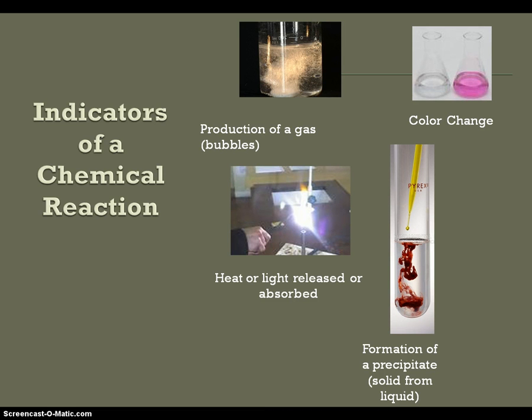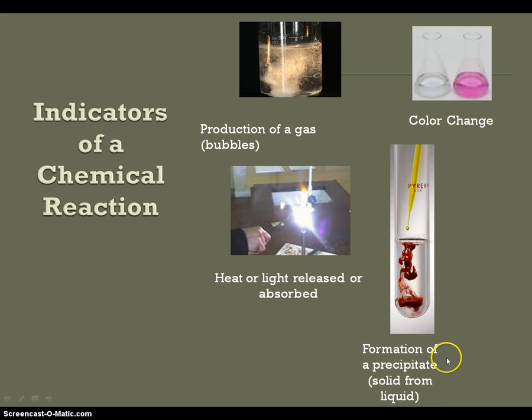There are 4 different indicators that a chemical reaction is occurring. Number 1 is production of a gas, and typically we see bubbles, or you might smell something, and we're also going to perform something called a splint test, where you see how the gas affects a flame, and that's another way of determining if a gas is being formed. The second is a color change. The third is heat or light being released or absorbed, and I'm going to talk a little bit more about that in a second.